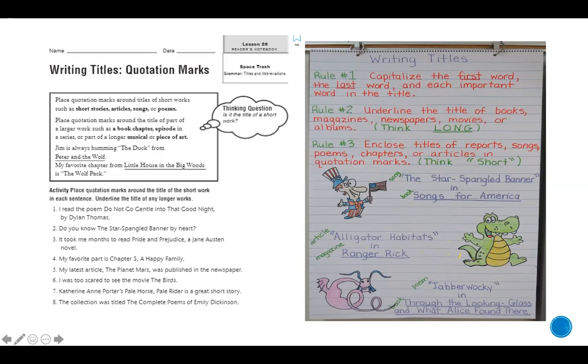All right. Rules are given here. Capitalize the first word and the last word and each important word in the title. This sums up whatever I have taught you in the previous slide. Underline the title of books, magazines, newspapers, movies or albums. Then enclose titles of reports, poems, chapters or articles within the quotes like this. Look at the example: The Star Spangled Banner or Songs for America. Alligator Habitats in Ranger Rick. These are the titles. This is the magazine, so this is underlined. This is the name of the article, so this one is in the quotes. Is it clear to you?